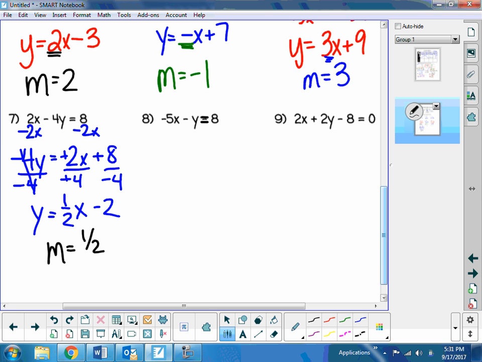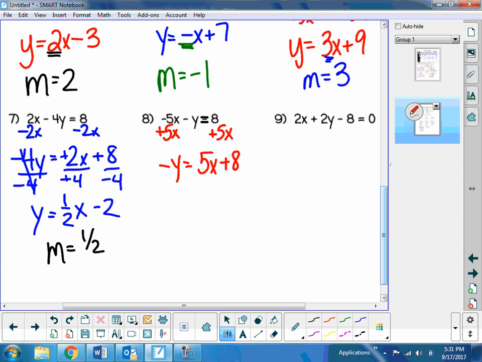Okay, so again, our goal is to get y by itself. I need to isolate that y term first. So I have a negative 5x, which means I need to add 5x to both sides. So I have negative y equals a positive 5x plus 8.